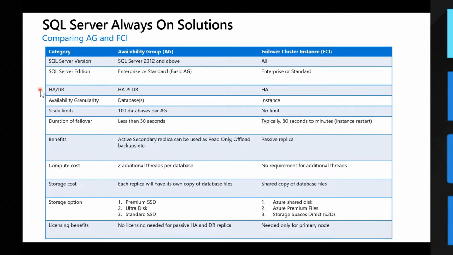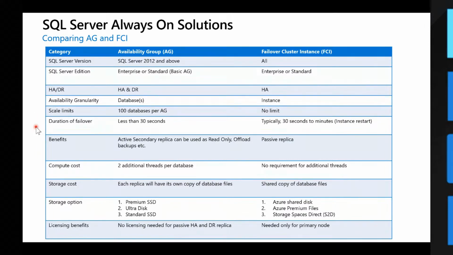In fact, the other tidbit that I want to share is that internally, even for our PaaS services, SQL DB and SQL MI, we use availability groups in order to meet the HA and DR requirements. So this is one of those flagship technologies which we internally use for our PaaS services as well. And for granularity, you already know that AG works at a database level, FCI is at an instance level. Scale limits: 100 databases per AG. In terms of FCI, it's an instance level.